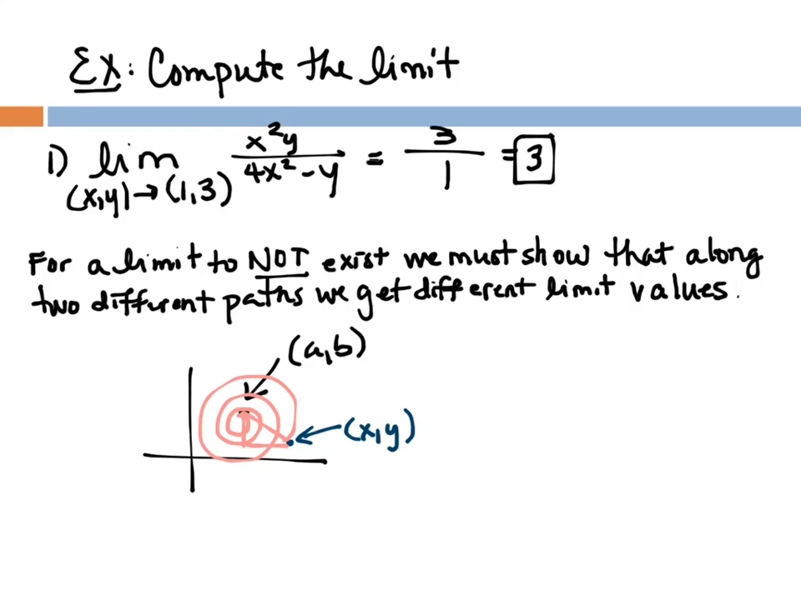So, in order to show that a limit doesn't exist, I just have to take 2 separate paths that don't end up with the same limit value. And I know that sounds a little bit tricky, but that's actually the easier of the 2 options. Showing the limit doesn't exist is the easy part. So let me show you an example of how that works.